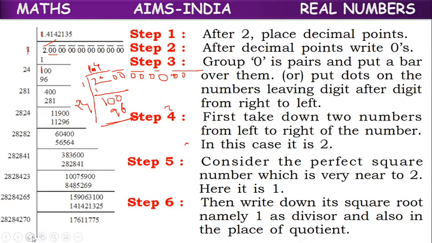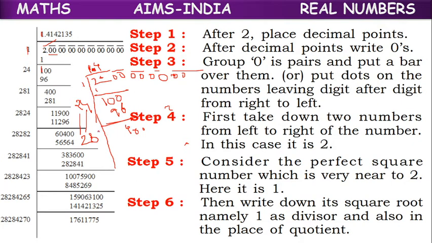Next, the remainder is 4. Next 2 more zeros I can carry forward. Now 2 is already doubled, it will be like that only. Now 4 we have to make double. It will become 8. 4 will become 8.